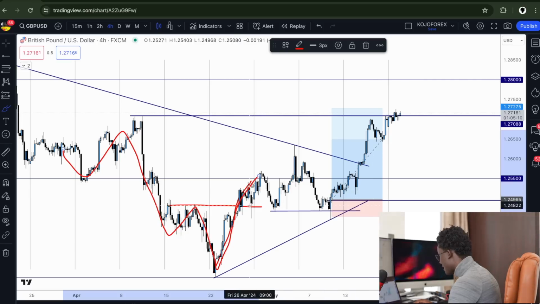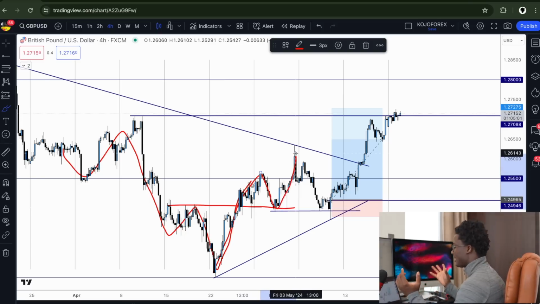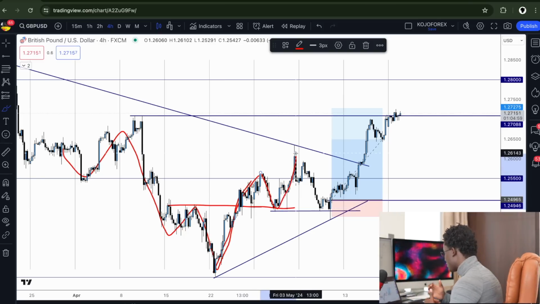Now I realized that that same range where the market decided to break, it came back to do what? To test that range and then pull back up, right? So this is more like the classic break and retest that so many people know of, right?